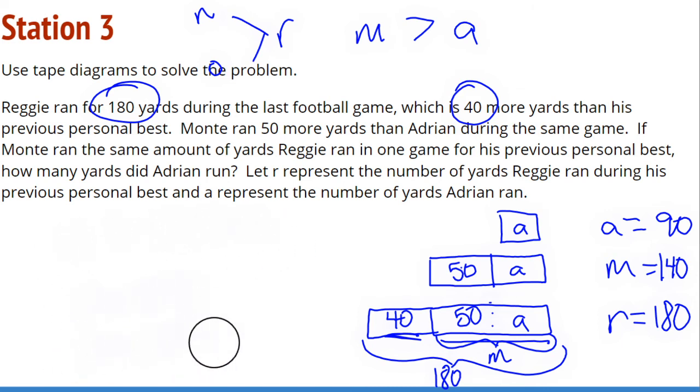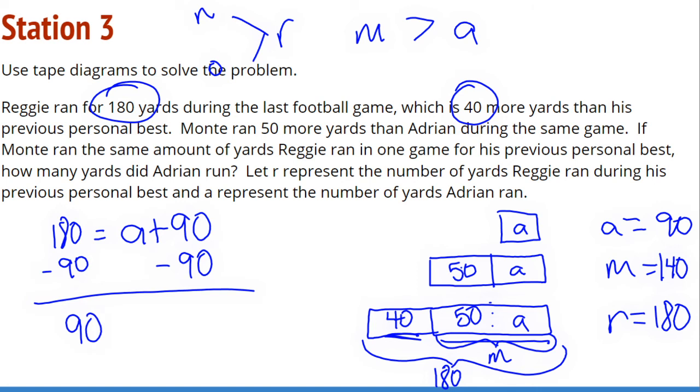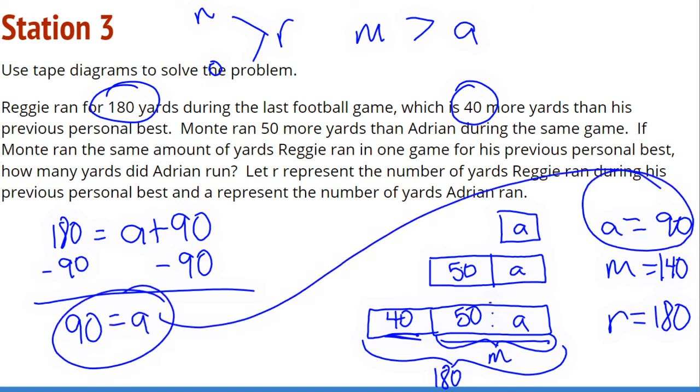And I can also check it algebraically. Reggie is equal to Adrian plus 90. So subtract the 90. Of course, Reggie is 180, we know that, minus 90. So I've got 90 is equal to Adrian, which matches my tape diagram over here.